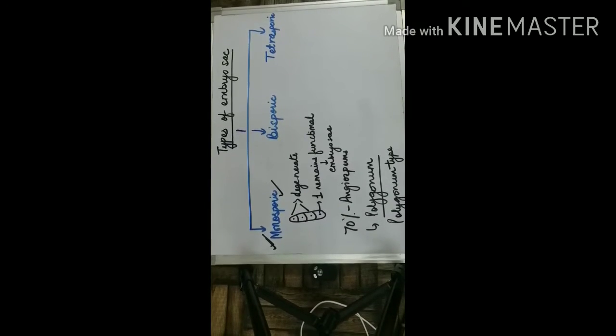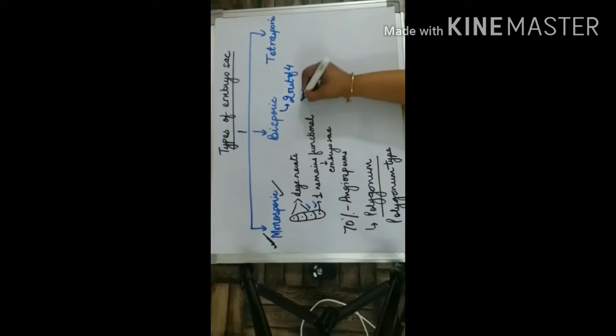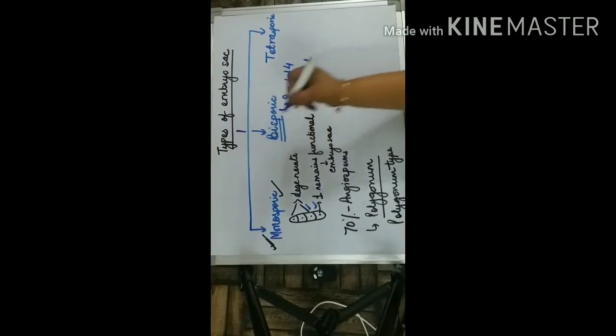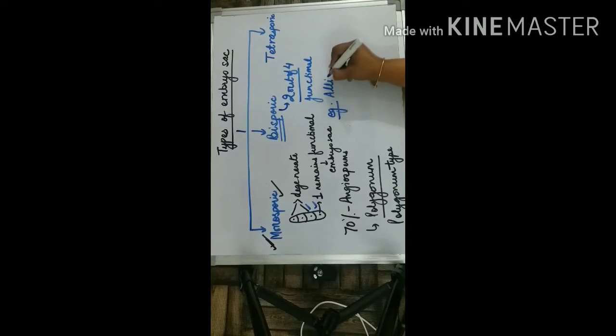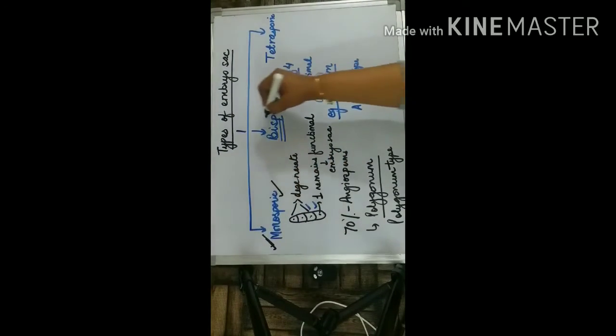Now, second is bisporic. If 2 out of 4 remain functional, then this is called the bisporic condition. The most common example is Allium. Allium cepa is what? That is onion. And that is why it is also called the Allium type of development. So what I have told you is that out of these 4, if 2 remain functional, then it is called bisporic.